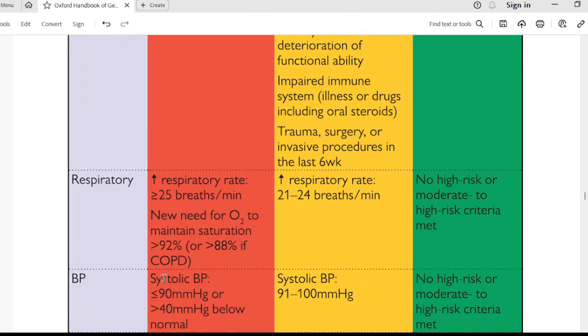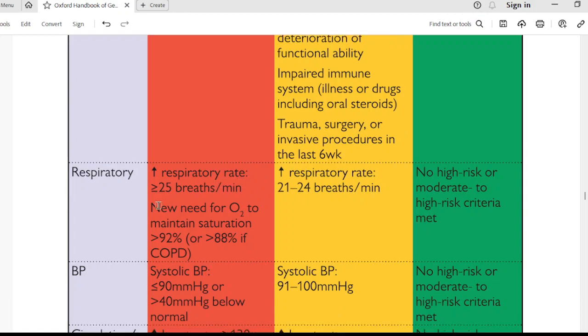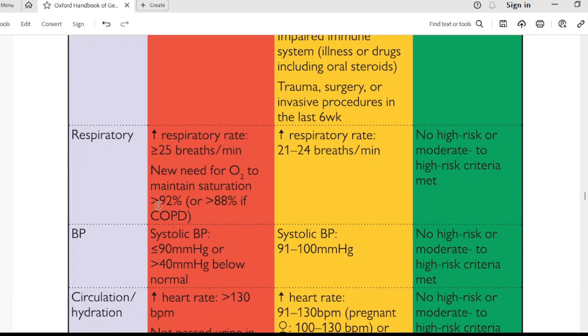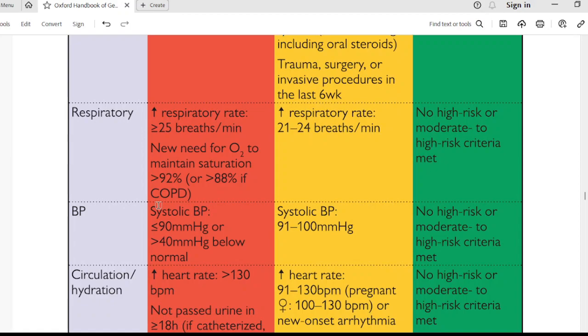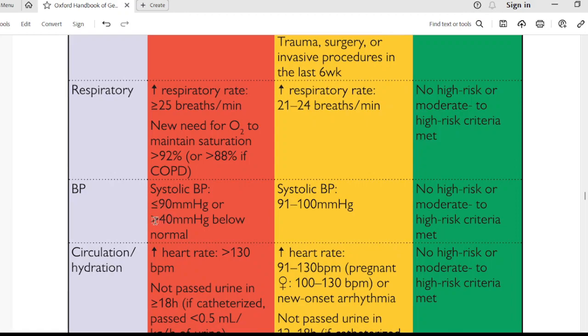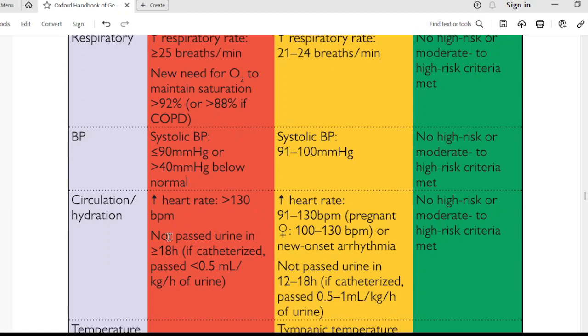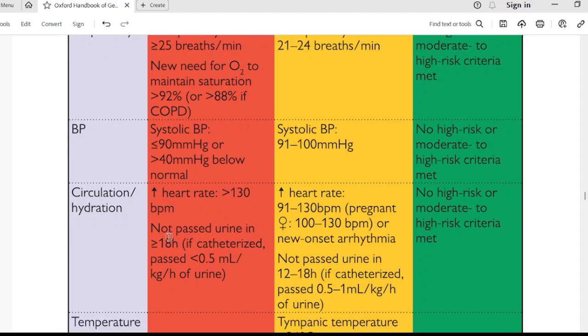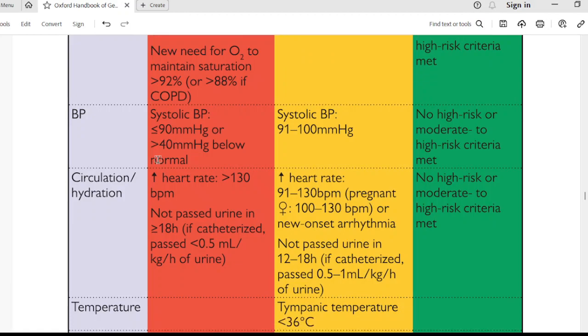Respiratory: increase in respiratory rate more than 25 breaths, new need for oxygen to maintain saturation more than 92%, or 88% if COPD. BP: systolic BP less than 90 or more than 40 millimeters below normal. So if his normal BP was 140 and now it is 100, that is also a high risk criterion. Less than 90 or more than 40 millimeters below normal.